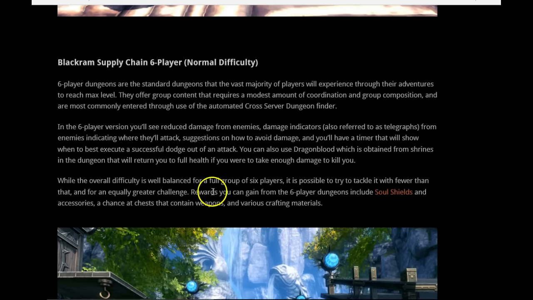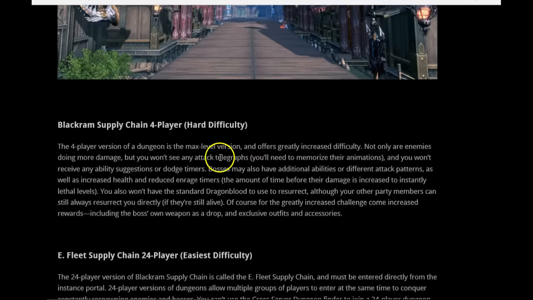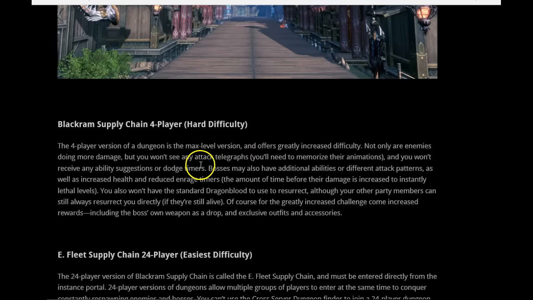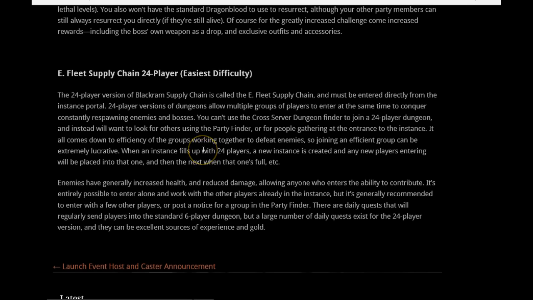In there, you're going to get soul shields from the bosses. In the 4-man dungeon, which is the hardest version of the dungeon, you're going to get weapon drops. And in the 24-man dungeon, it doesn't list it here, but I believe you can get soul shields. Correct me if I'm wrong on that.